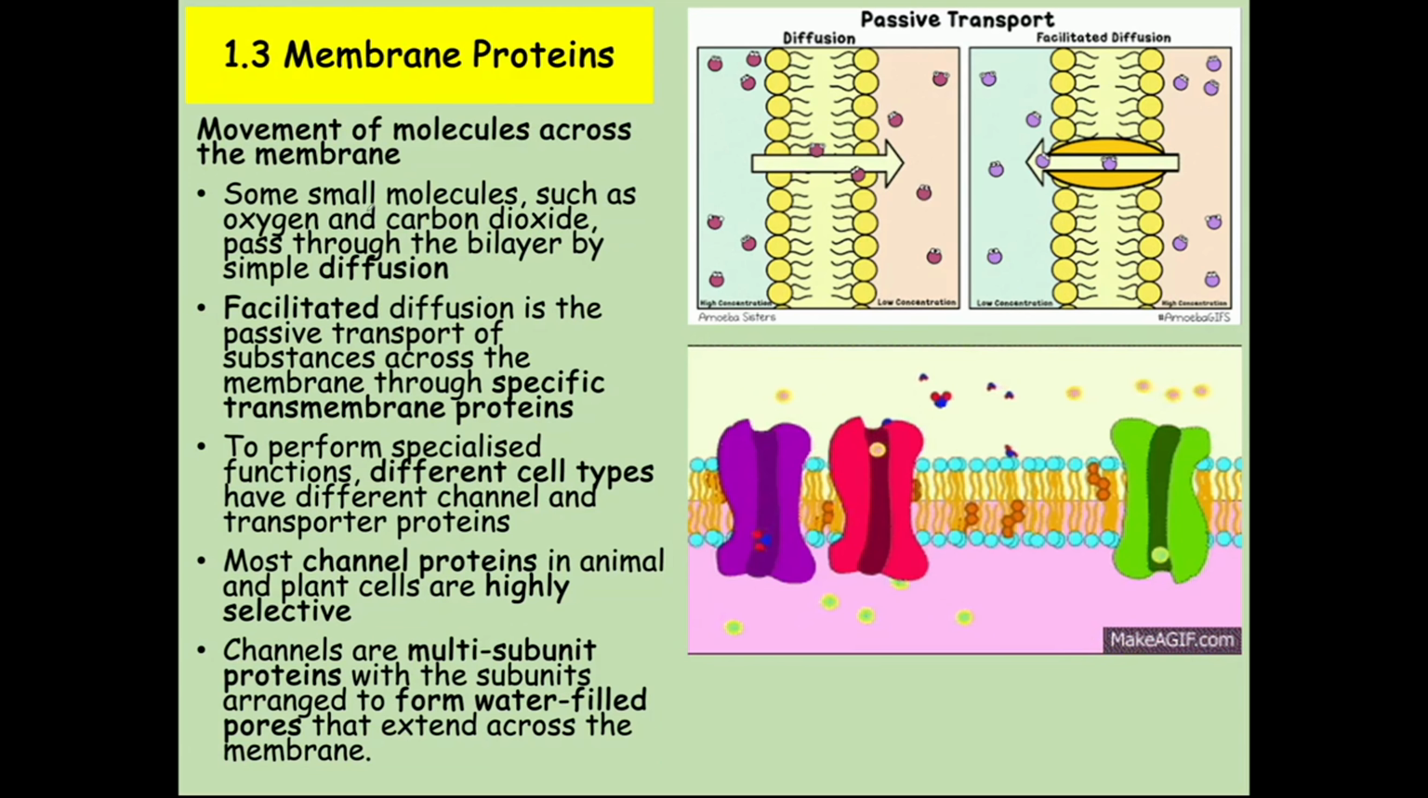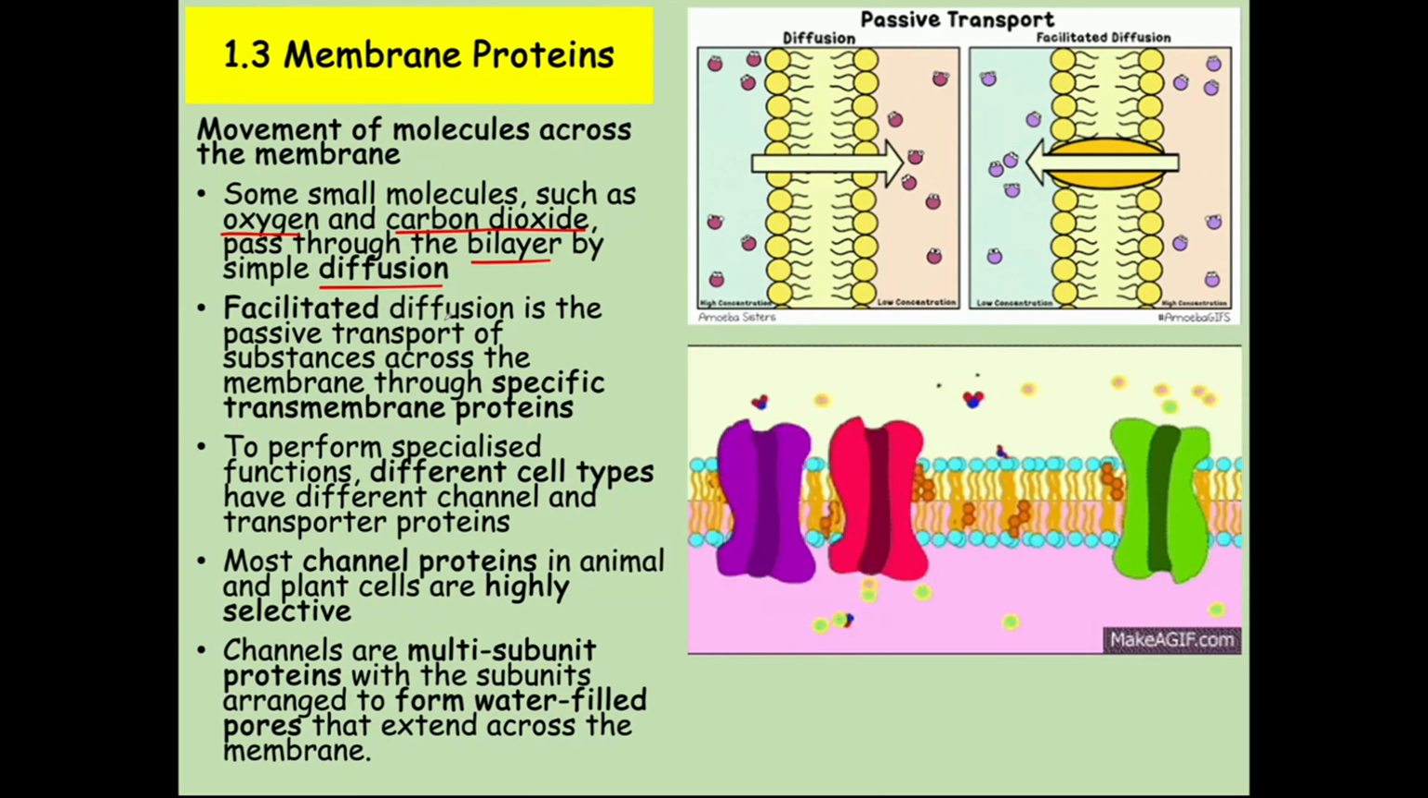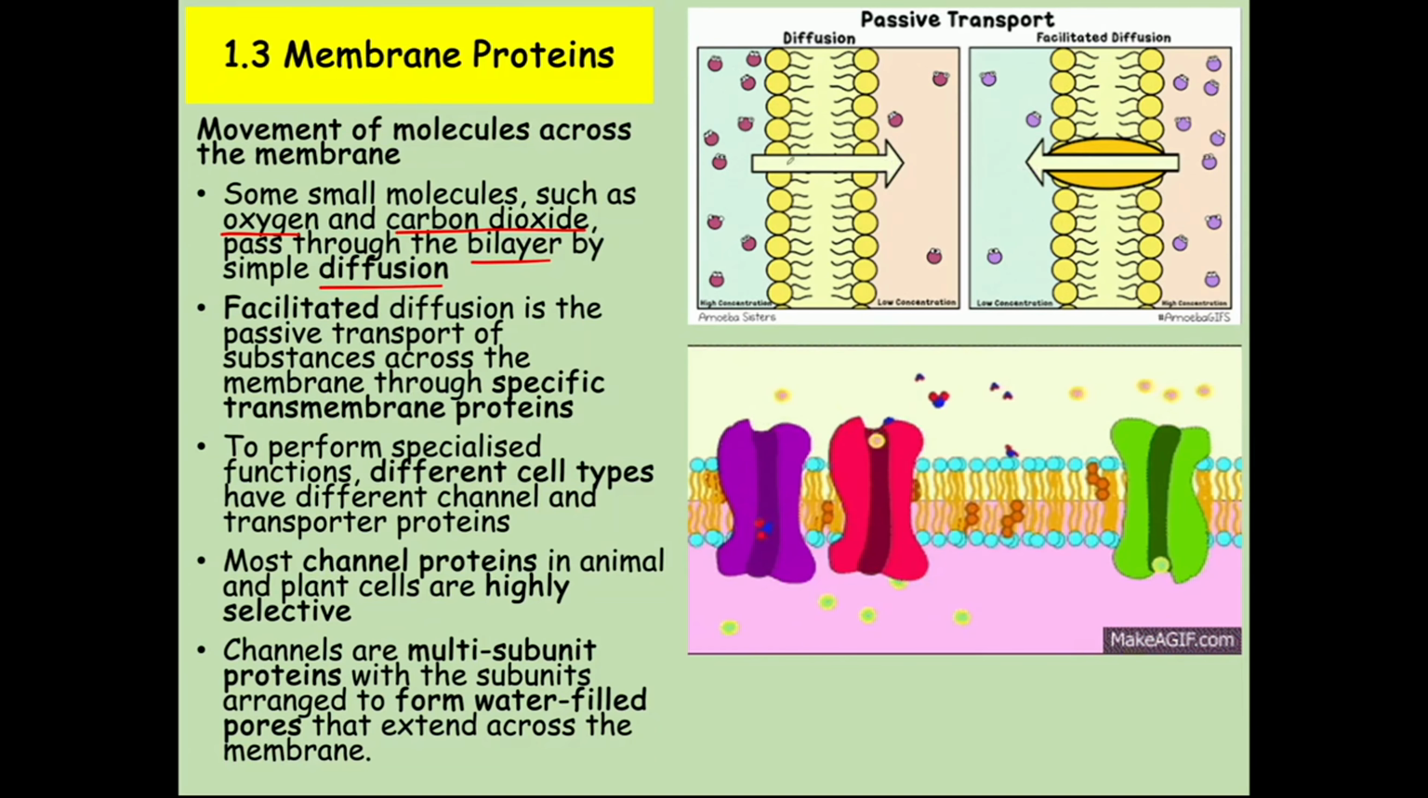So some small molecules, such as oxygen and carbon dioxide, pass through the bilayer by simple diffusion. Okay, we probably already knew that from National 5. Oxygen, carbon dioxide, and other small molecules will pass through the bilayer by simple diffusion. We can see that in the Amoeba Sisters GIF here.